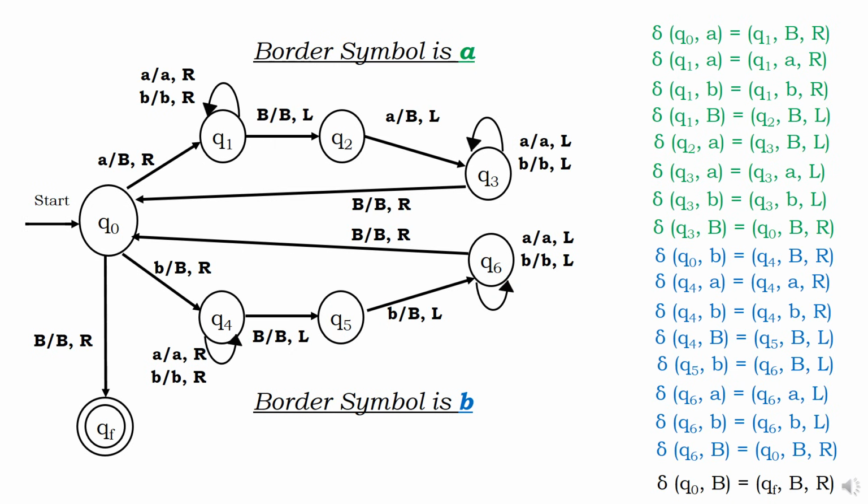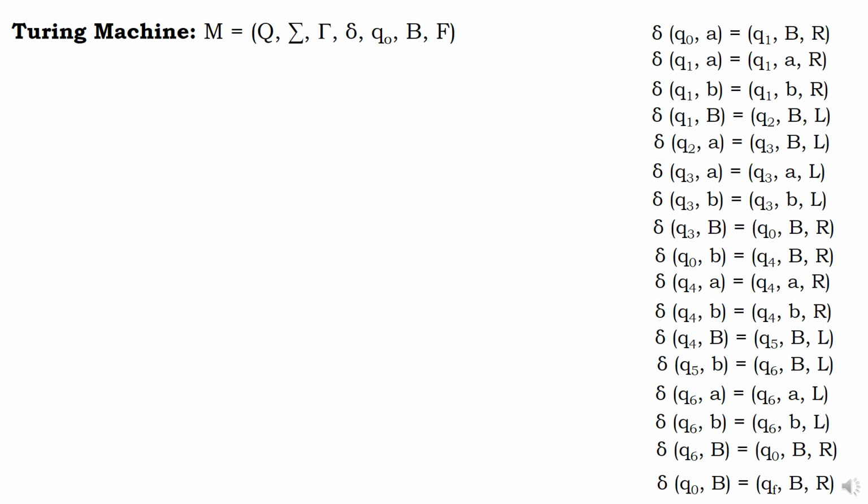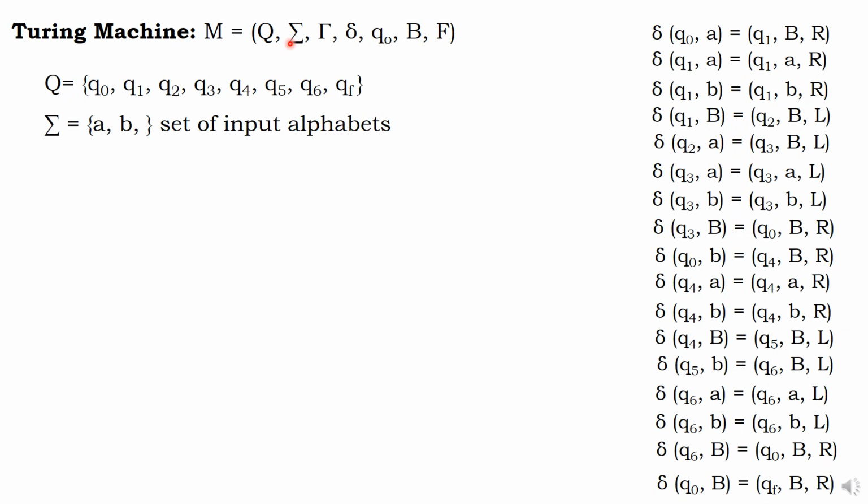Carefully pause it, rewind it, and analyze carefully. Now I am going for the Turing machine equation with the same set of equations. Machine equation: Q, sigma, gamma, delta, Q naught, blank B and final state F. Who is Q? Q is nothing but Q naught, Q1, Q2, Q3, Q4, Q5, Q6 and QF. Next, sigma is nothing but the alphabets A and B. Who is gamma? That is called the values in the tape. In the tape you had small a, small b, capital B also.